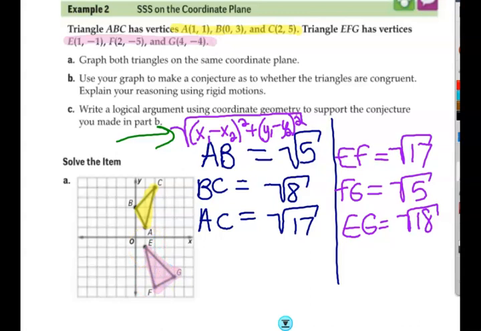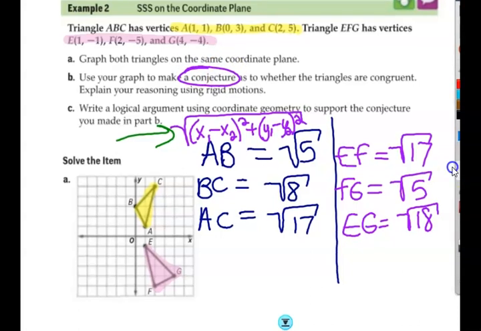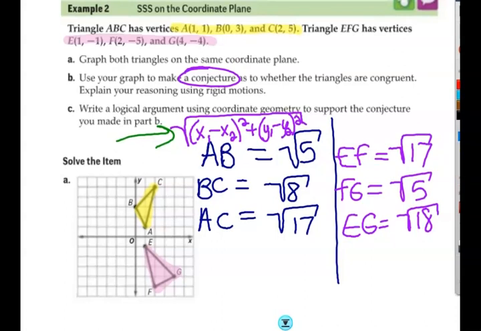B, use your graph to make a conjecture. So that's like making a hypothesis. What do you think is going to happen? Well, looking at the graphs, do you think that they are congruent? So let's look down here. This one right here is flat, and this one down here doesn't look like it's as flat. So if I put this triangle on top of that one, they do not look congruent, okay?